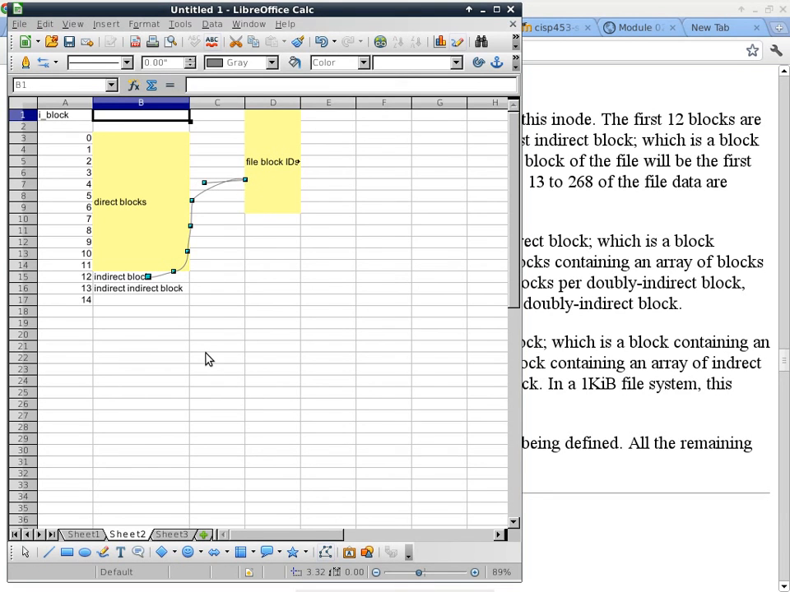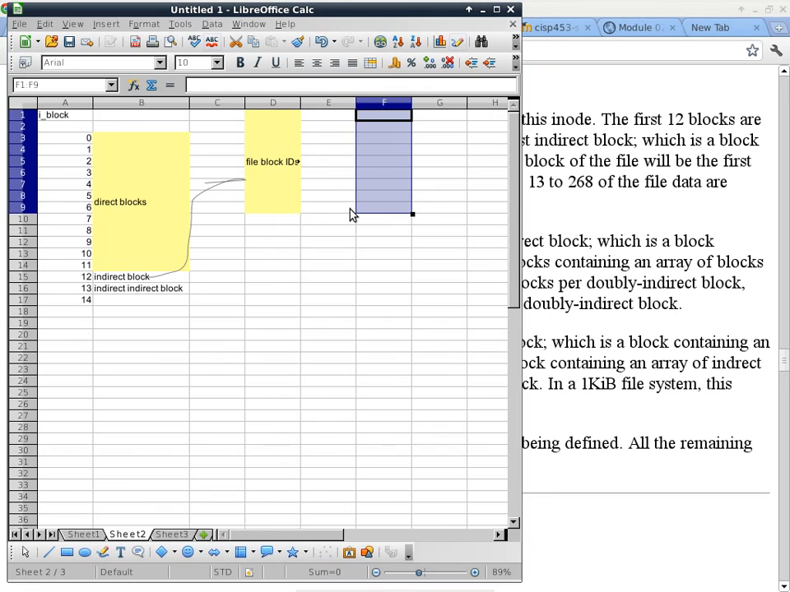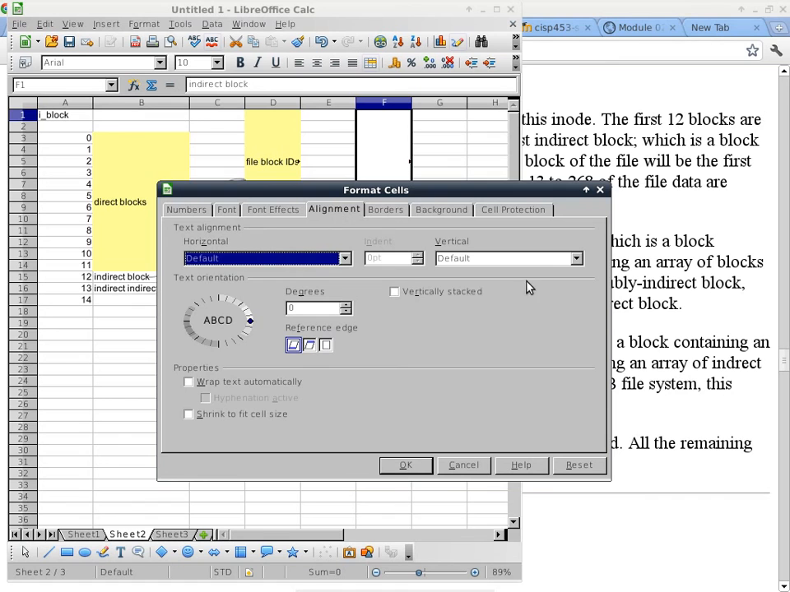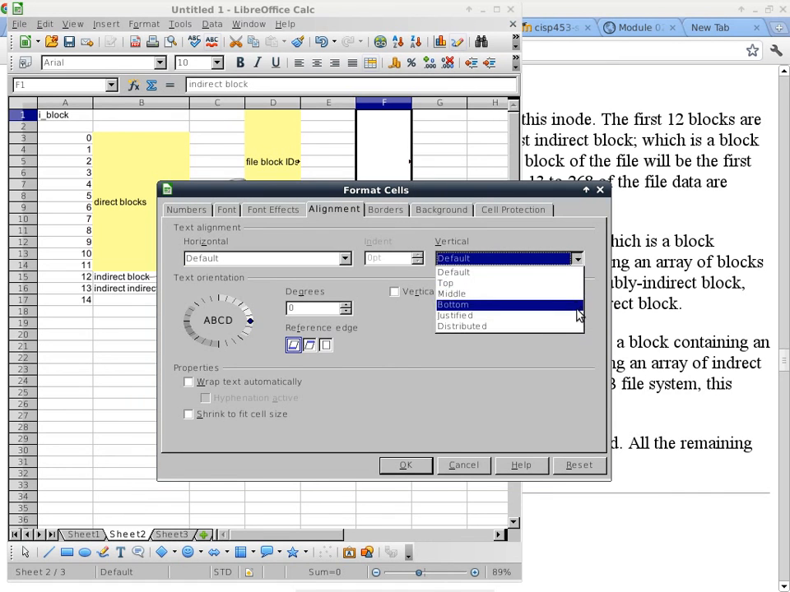The indirect block points to another block, another indirect block. It points to an indirect block, right? Which points then to... Okay, I'll just highlight this one. It points to an indirect block. So this block itself is indirect. This means an array of indirect blocks. Yes.